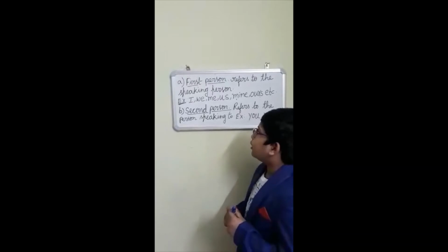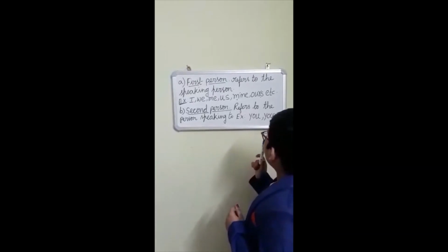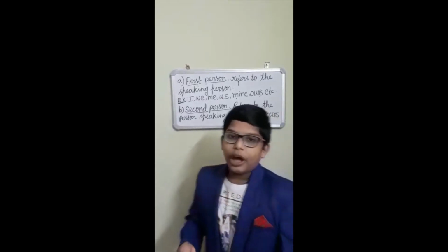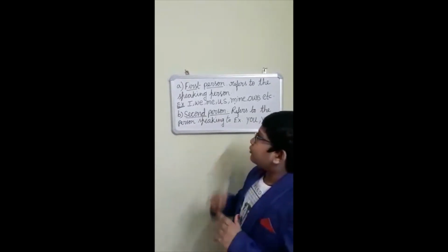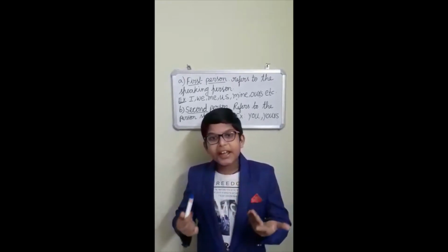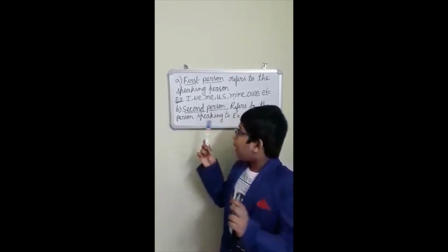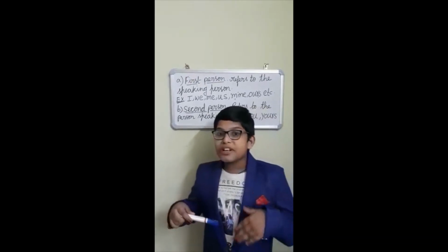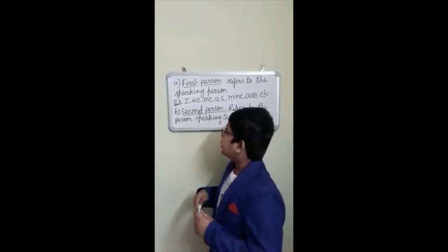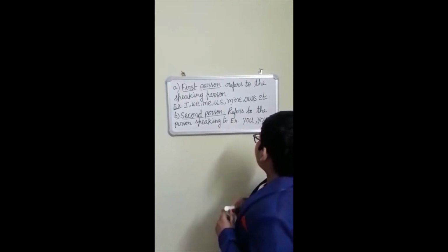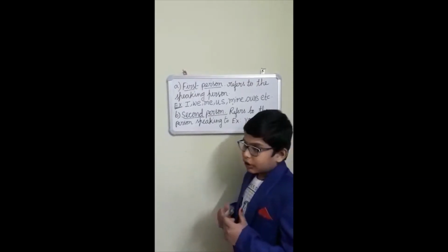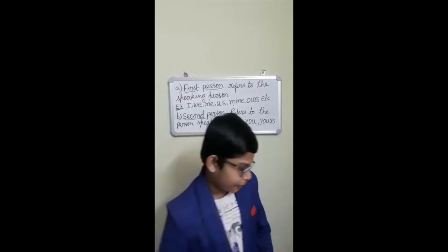Now coming to the second person. It refers to the person spoken to. I already told you about the first person. First person means speaking; who is speaking is the first person. But the second person is the one who is spoken to, for whom we are speaking. Example, you, yours. Now let's go to the third person.